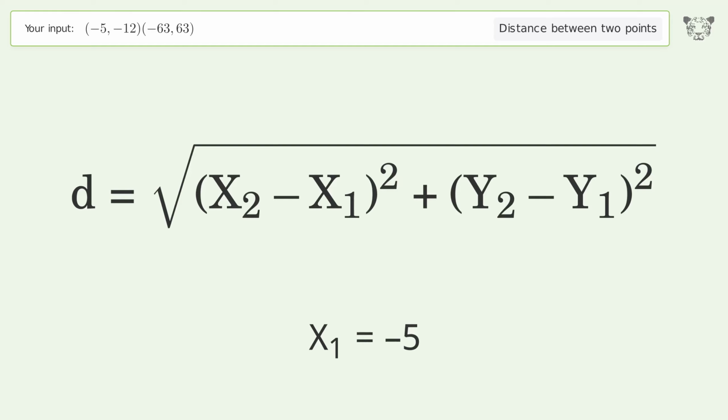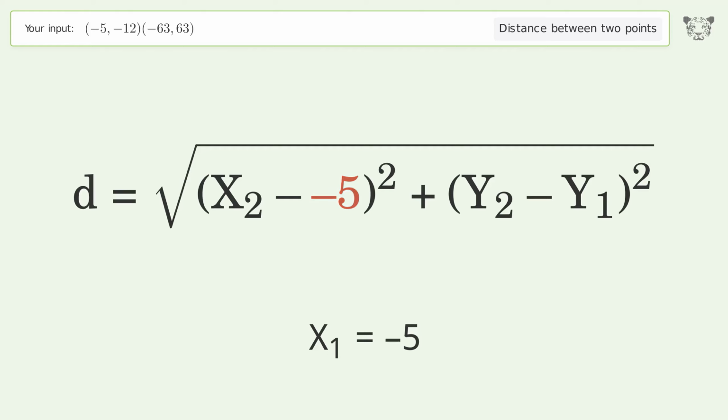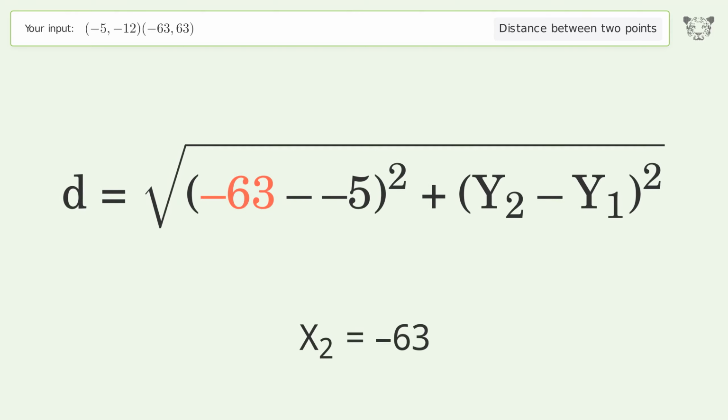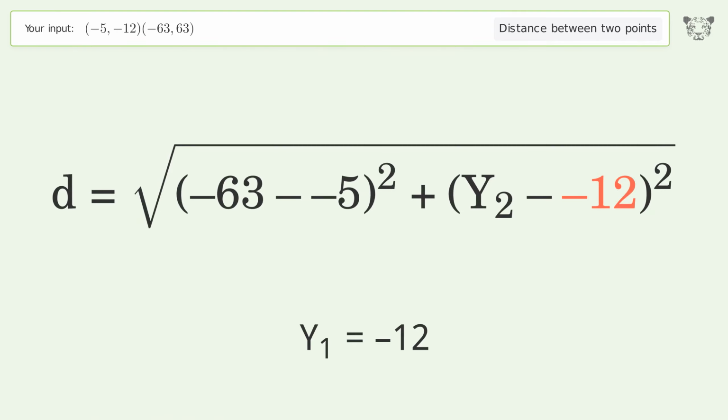x1 equals -5. x2 equals -63. y1 equals -12. y2 equals 63.